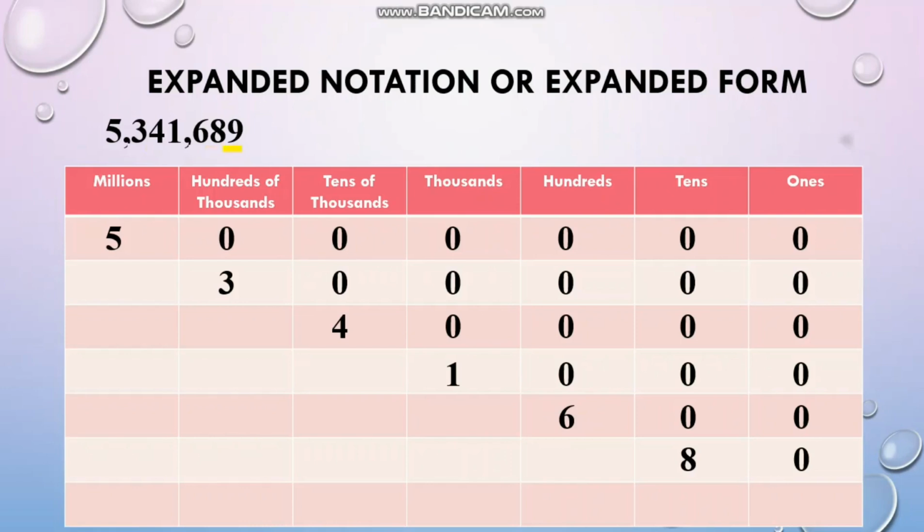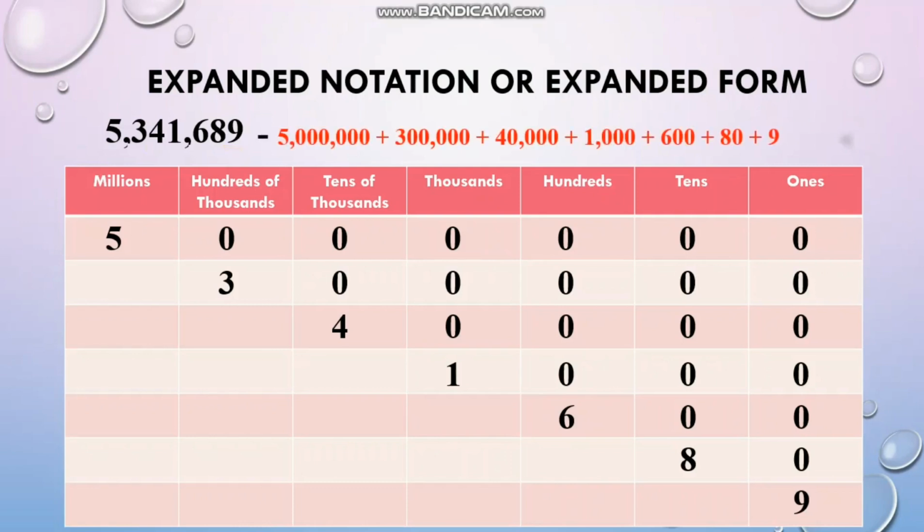Let's look at the last digit, 9. The digit 9 is in the ones place, so we write in the seventh row under the ones column 9, and since there are no more rows going to the right, we leave it as that.